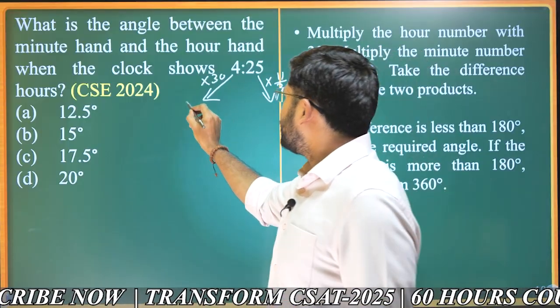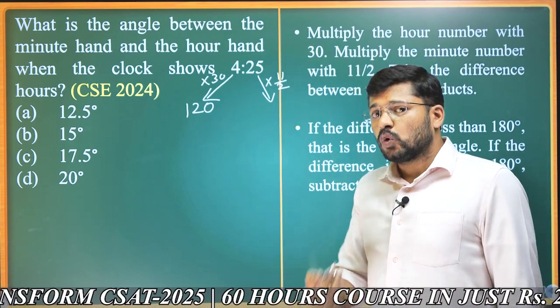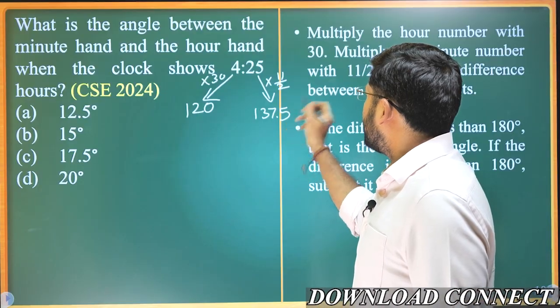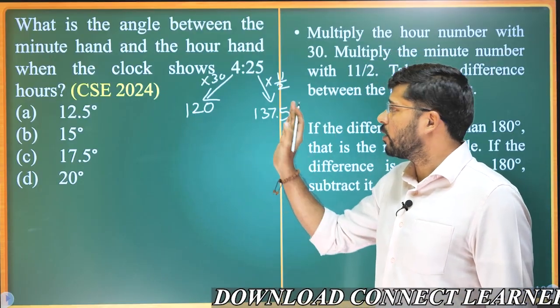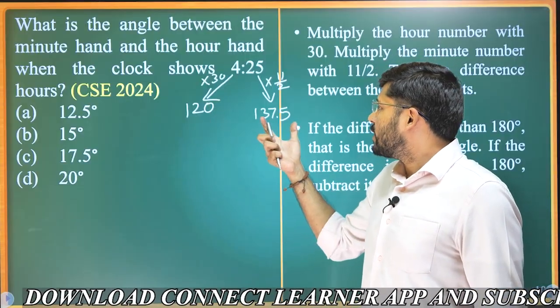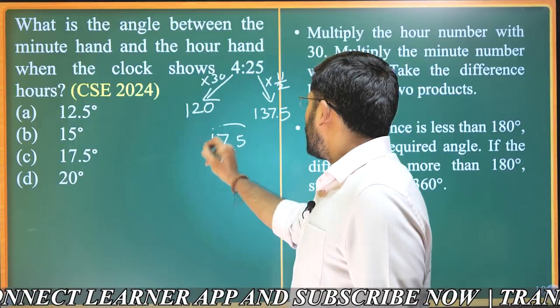What is 4 into 30? That is 120. What is 25 into 11/2? Do the math. It will be 137.5. It will come up to 120 and it will come up to 137.5. What is the difference between them? 120 and 137, this is bigger. If you subtract, you get 17.5.